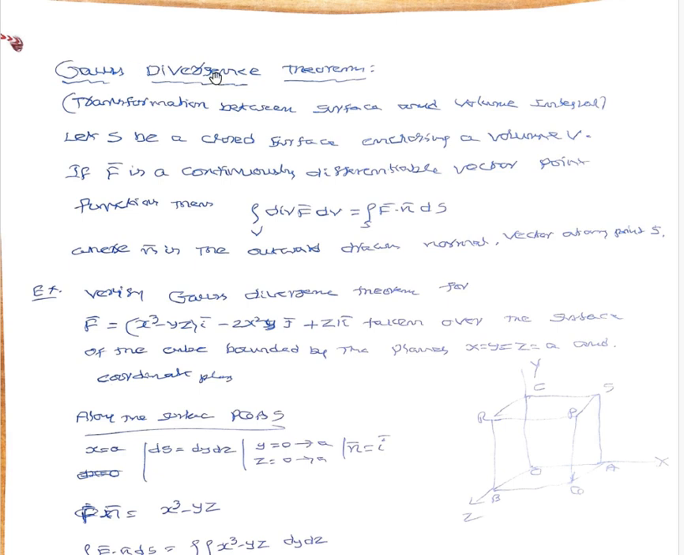So, what the Gauss divergence theorem says, you always have to remember, is that it is the transformation between the surface and volume integral. The formula is: integral over V of the divergence of f bar dV is equal to integral over S of f bar dot n bar dS, where n bar is the outward drawn normal.